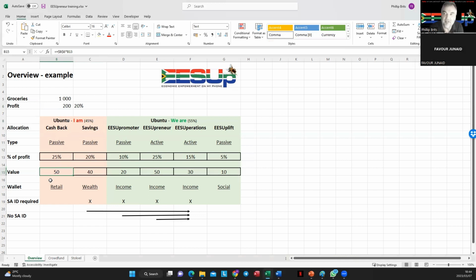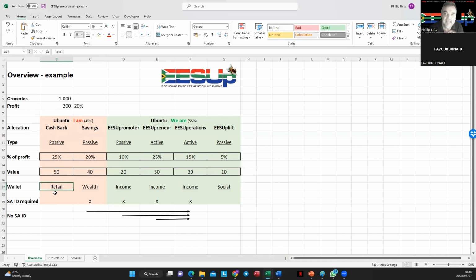So in this example, if the profit is 200, a person will get 50 Rand back in cashback, which they can offset against their next groceries, or they can save up the money. If they have saved up more than 500, we will actually pay them out the 500 Rand if they so request. Okay. So that money is going into a retail wallet.